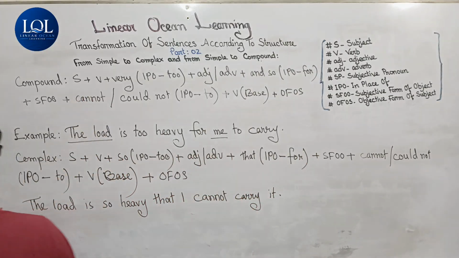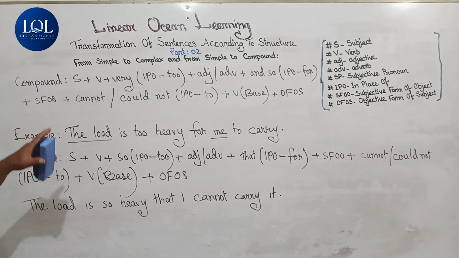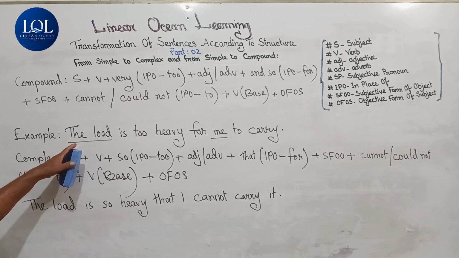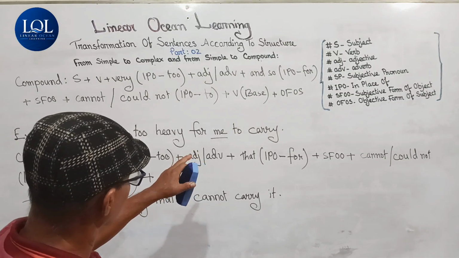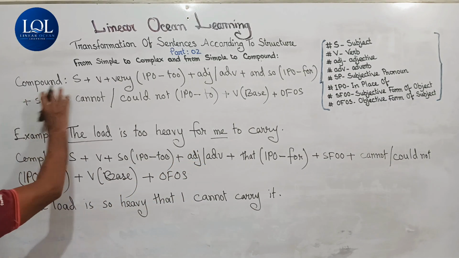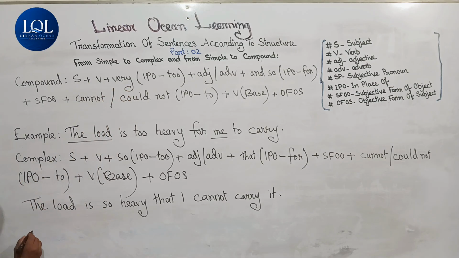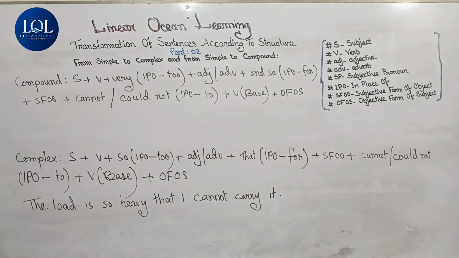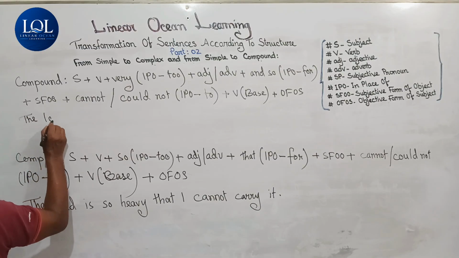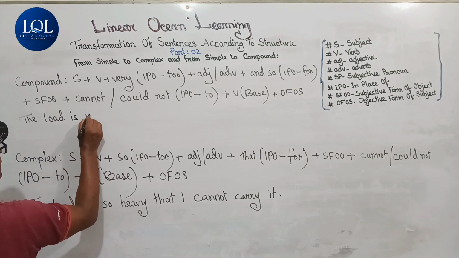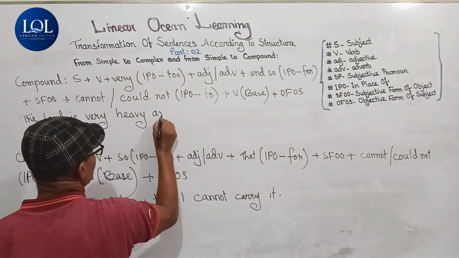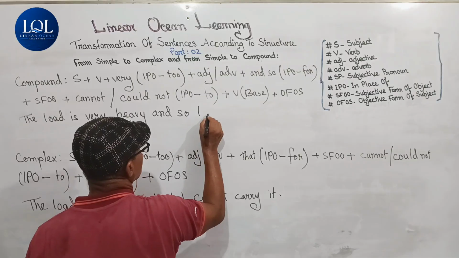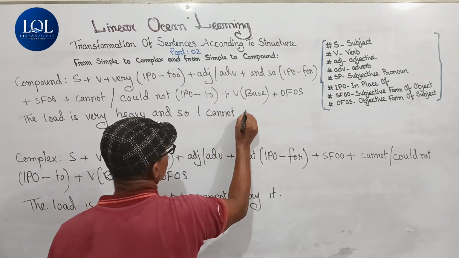So if we follow the structure of transforming simple sentences with too plus adjective plus for plus object plus to plus verb base, the compound sentence will be: the load is very heavy and so I cannot carry it.